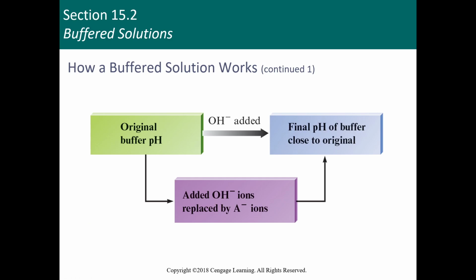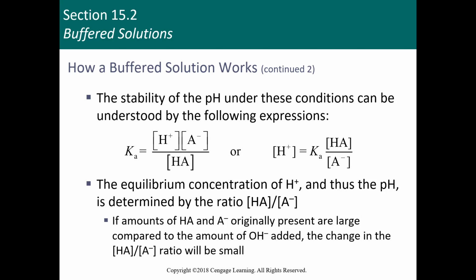And so you can always just directly convert that OH minus ions you added to additional A minus and subtract that off from the HA every time. So the stability of the pH under these conditions, we can understand that by writing the following expression. And you may notice that this is slowly leading you mathematically through to an overall expression for buffer systems.